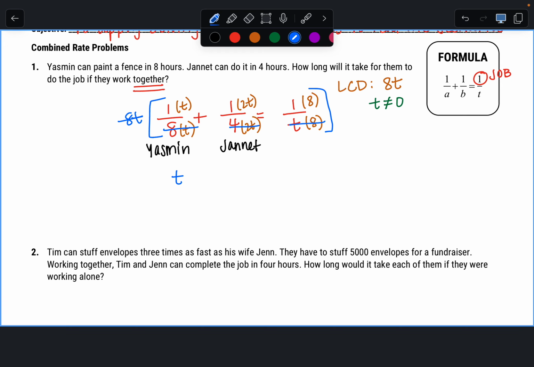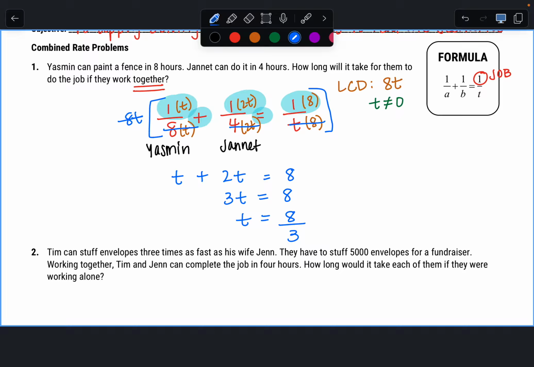So t plus 2t equals 8. And all I did was get this from my numerators. That's all it came from. So we combine like terms. I'm going to get 3t is equal to 8. If I want to get t by itself, I'm going to get t is equal to 8/3.